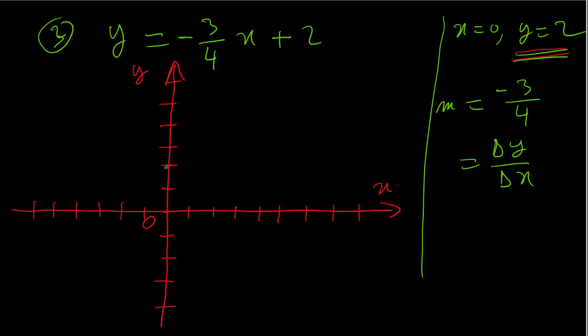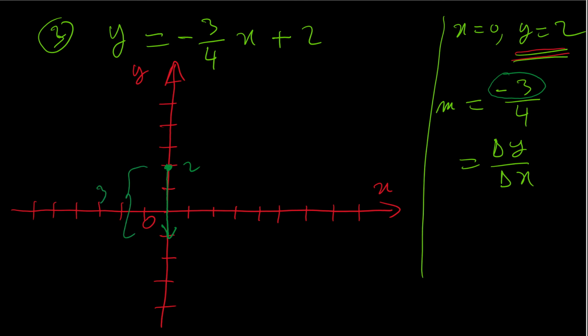So this is the y-intercept, this is 2. Now because that number is negative, the change of y is negative, so we are going to go down by 3. So this is 1, 2, 3, right? So this distance is 3.